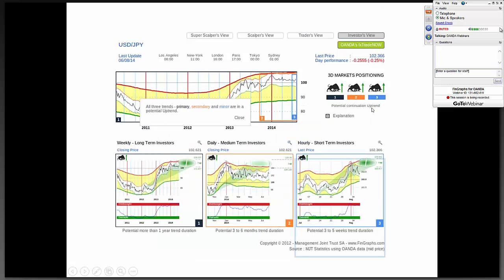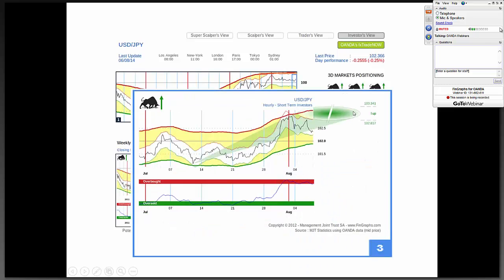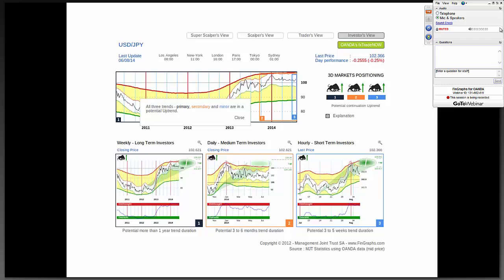And finally, the hourly. The hourly is also an impulsive move up. It is in a correction at the moment, but should resume its uptrend to reach 102.80 to 103.34 over the next 1 to 2 weeks. So to summarize it, the weekly is in a potential uptrend, still has a bit of potential. The daily is in a potential uptrend and still has some potential, and the hourly is in a potential uptrend and still has some potential too.